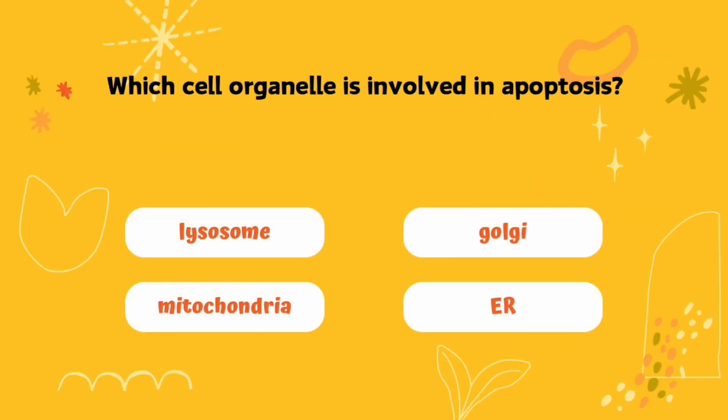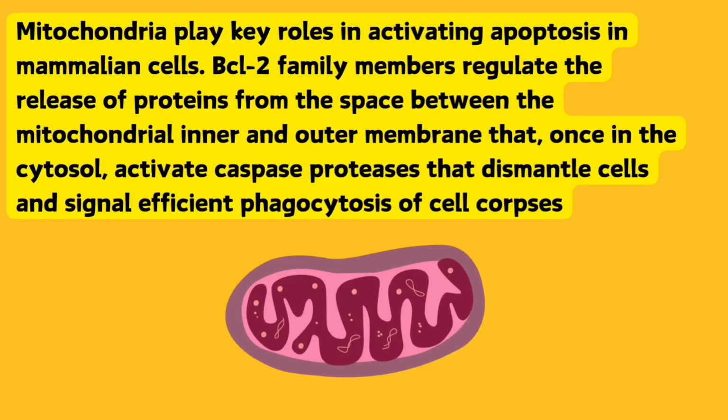The next question asks which organelle of the cell is involved in apoptosis. The options are lysosome, Golgi body, mitochondria, or endoplasmic reticulum. The answer is mitochondria. Mitochondria play a key role in activating apoptosis in mammalian cells. BCL2 family members regulate the release of proteins from the space between the mitochondrial inner and outer membrane that, once in the cytoplasm, activate caspase proteases that dismantle cells and signal efficient phagocytosis of the cell corpse.